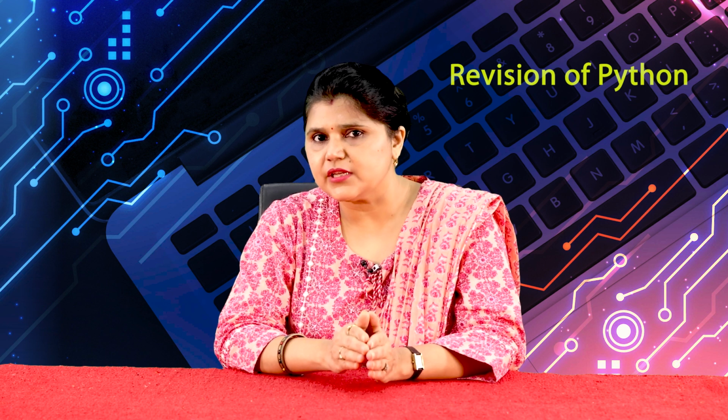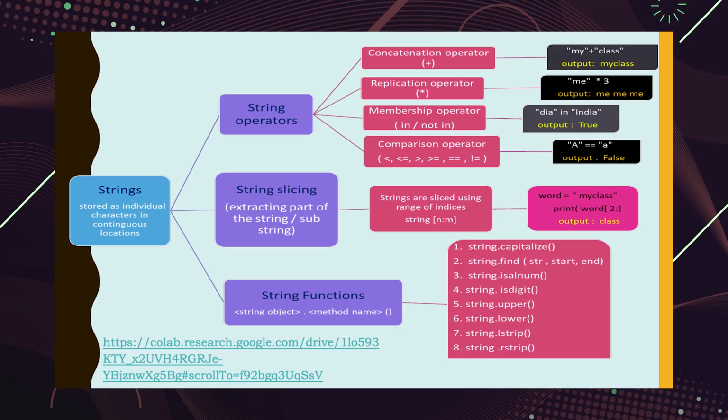Students, we can perform various operations on string data. In Python, a number of functions are defined to manipulate string values to do specific tasks. Now, let's discuss string operations, string slicing and string functions. The operations which we can perform on strings are: first one is concatenation. That can be done by the concatenation operator denoted by the symbol plus. Through the example, you can easily understand that it is used for joining strings. Here, you can see my string joins with class string, resulting in one string, my class.